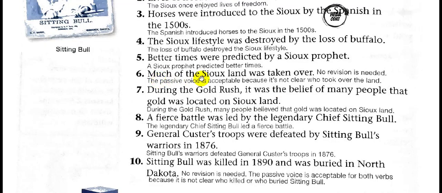Number 6. Much of the Sioux land was taken over. Here, there is no revision needed, and I keep the sentence in the passive voice. It is acceptable because it is not clear who took over the land. That is why I don't have a doer of the action, and it is written in the passive voice. Number 7. During the gold rush, it was the belief of many people that gold was located on Sioux land. I know that the doer of the action is many people, so during the gold rush, many people believed that gold was located on Sioux land.